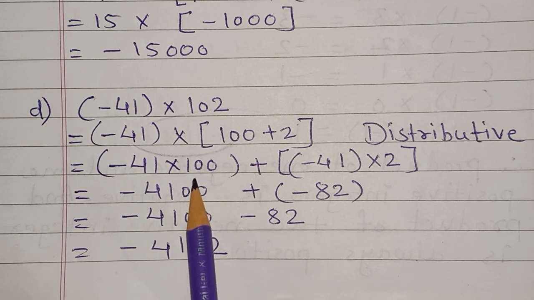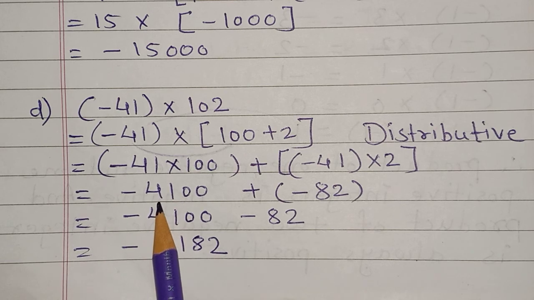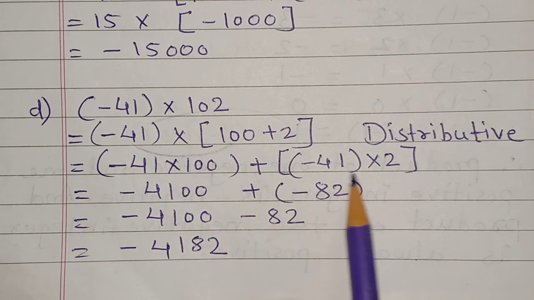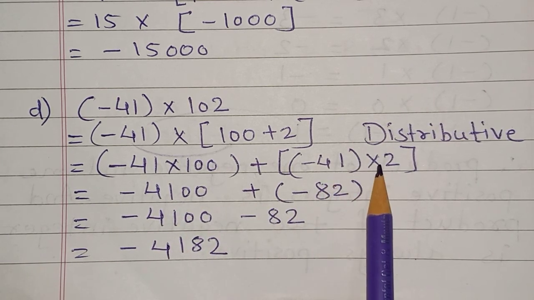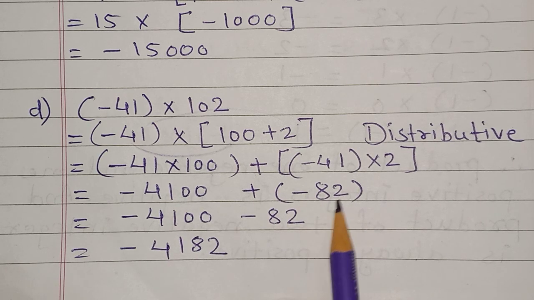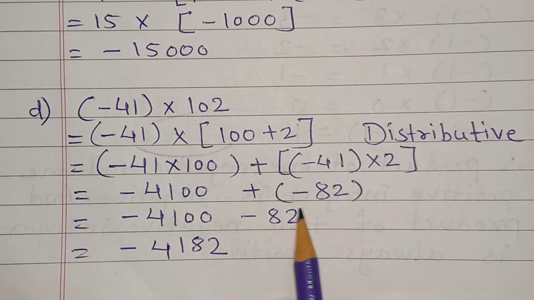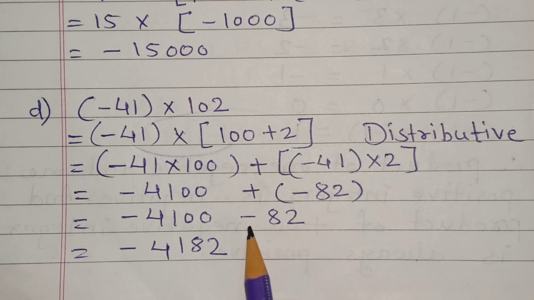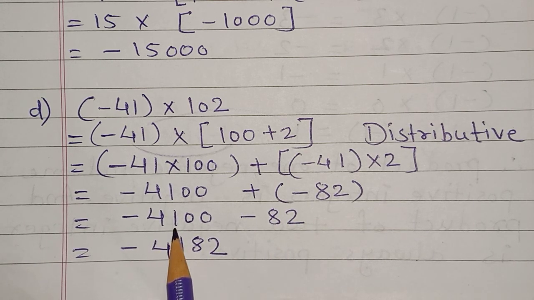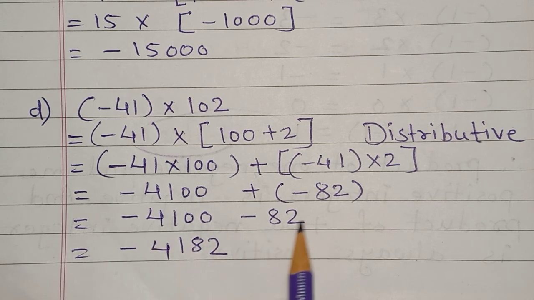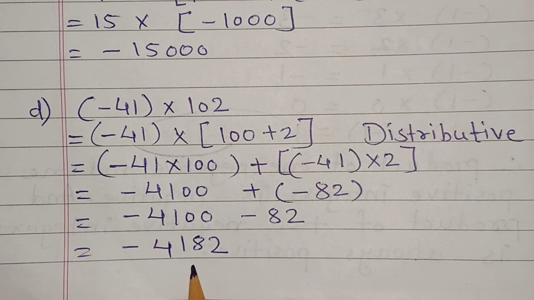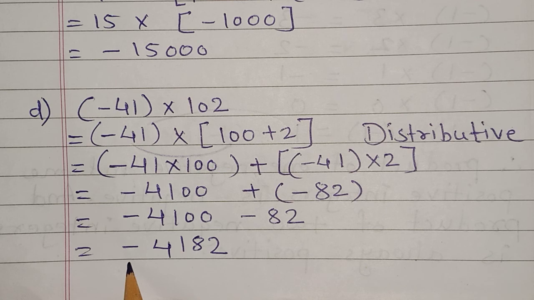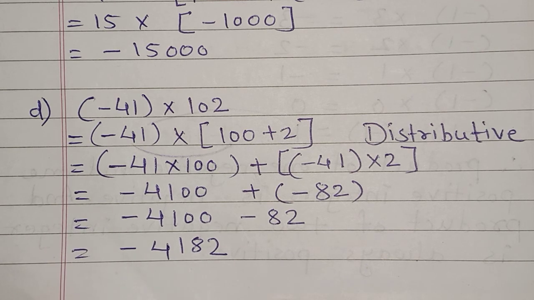Now minus 41 into 100 gives the answer minus 4100. Plus, if I do this multiplication, it's minus 82. Let's take out minus 82: plus into minus gives the answer minus 82. So minus 4100 minus 82, both numbers are negative, so we have to do the addition and the sign is negative. So the answer is minus 4182.